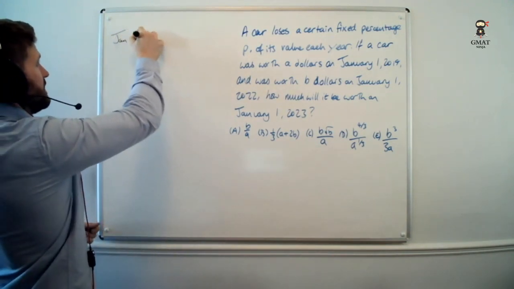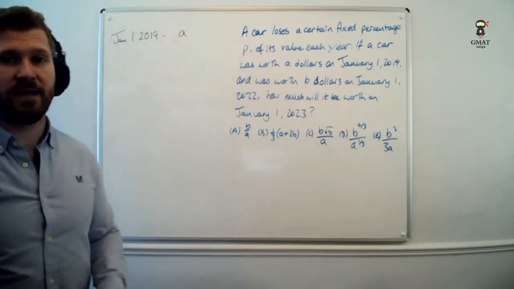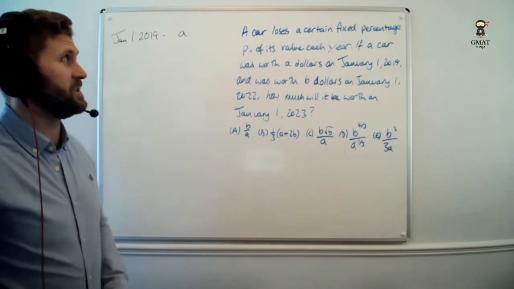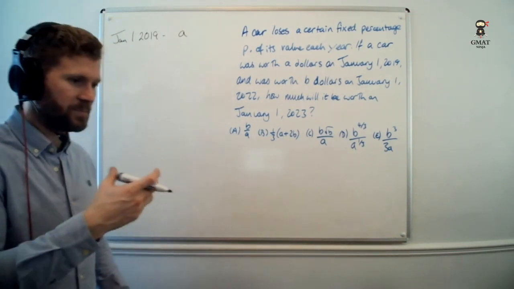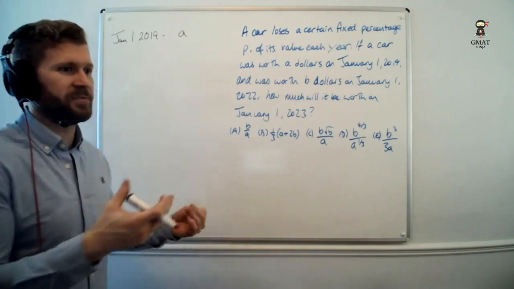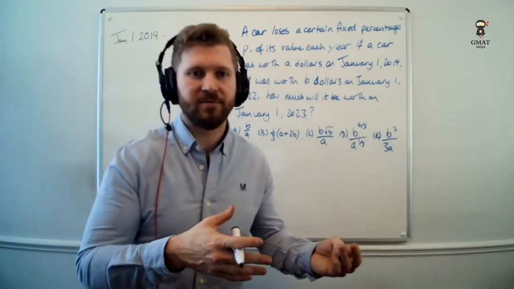So I'll start on January the 1st, 2019. We're told that the value of this car is $A. And this changes, it loses a fixed percentage P of its value every year. Now, the process that we're going to follow here to get to the next year is exactly the same sort of thing that we've been doing throughout this video.